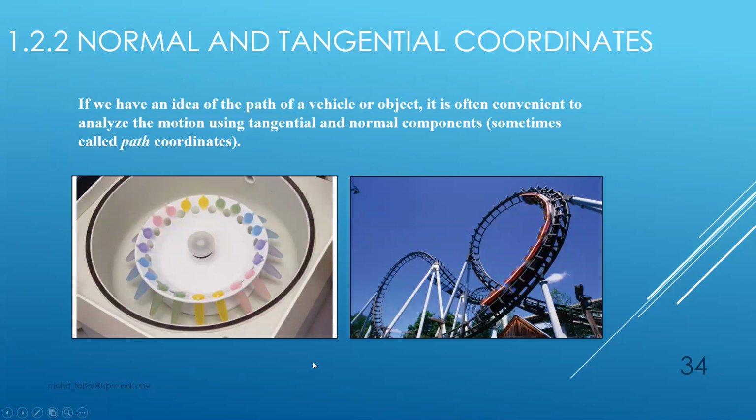Second thing is if you have an idea of the path of a vehicle or object, it is often convenient to analyze the motion using tangential and normal components, sometimes called path coordinates. Like this one, the cube is rotating inside this container. It is fixed at one central axis, the axis of rotation, and it is just rotating.